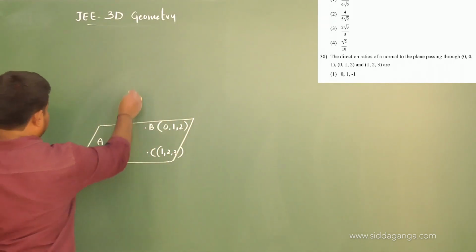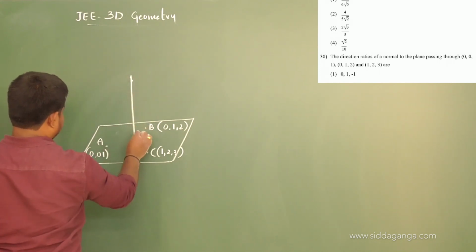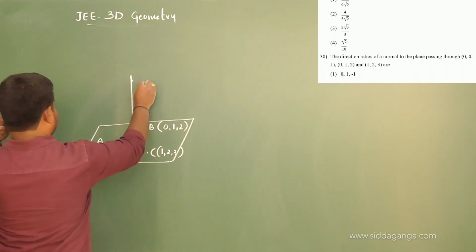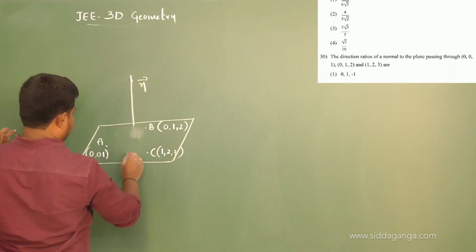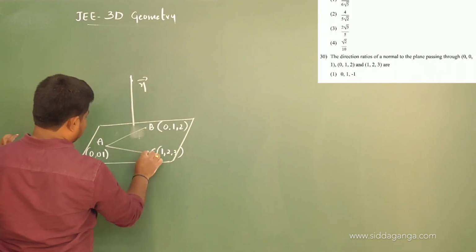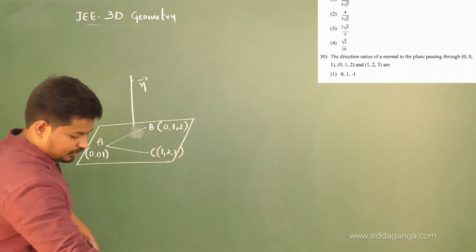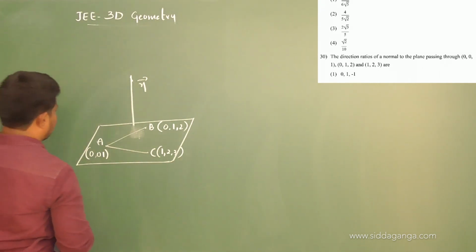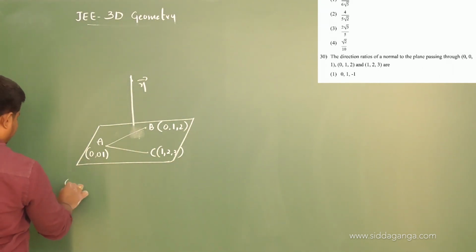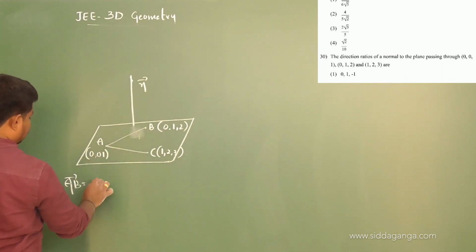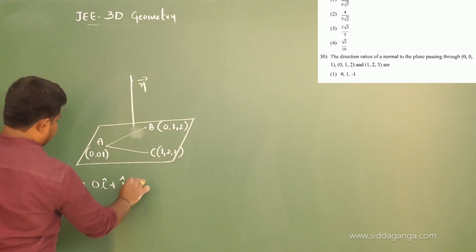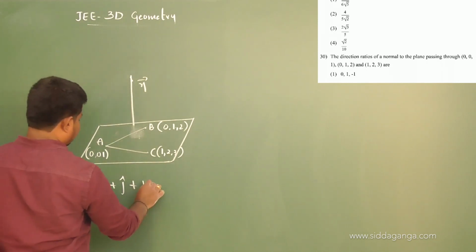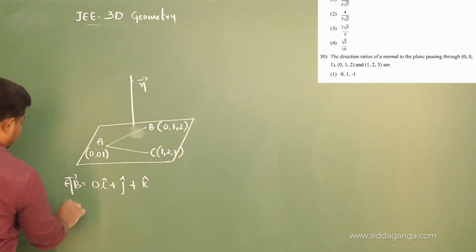So yes, the normal is always perpendicular to the given plane, right? So this is your normal. Before that, let me find vectors AB and AC. Vector AB becomes x2 minus x1. So 0 minus 0, 0 i cap, plus 1 minus 0, 1 j cap, plus 2 minus 1, that is 1 k cap. This is your AB.